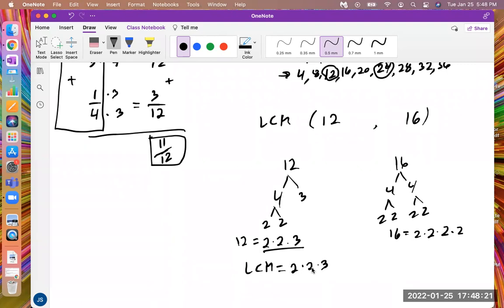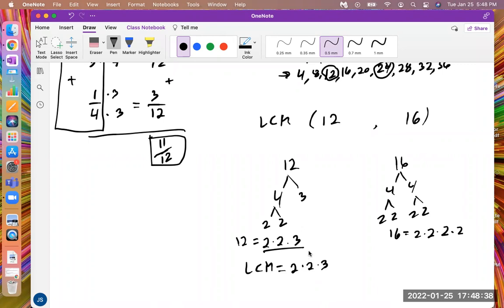Our least common multiple has to be a multiple of 12, and in order to be a multiple of 12, it has to contain the prime factors of 12. So I just took all the prime factors of 12 and added them to the LCM.